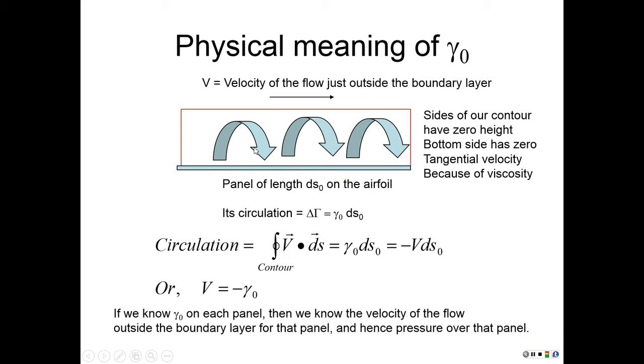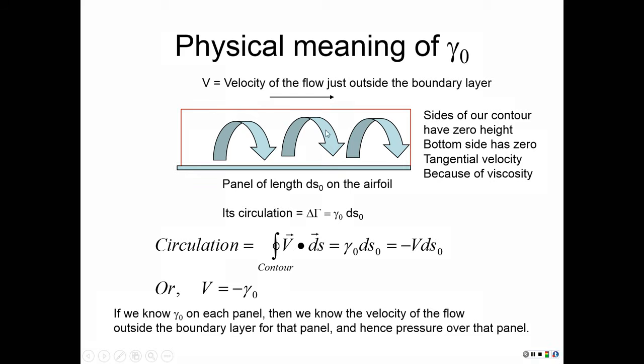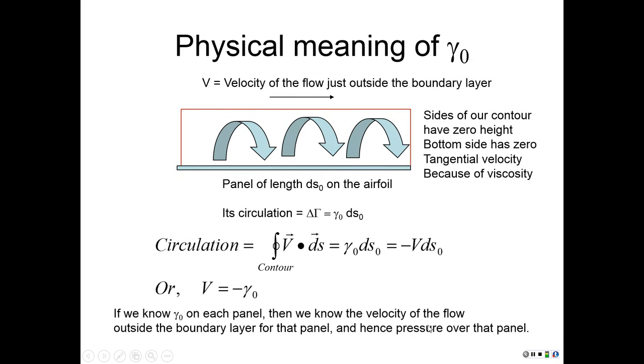There's no normal velocity at the surface because fluid cannot penetrate the aerofoil surface. So this is the only velocity we have. So when we stick this into the Bernoulli equation, we get a pressure. So once we know the pressure, we could integrate it and get the lift. So this is how panel methods work in general.